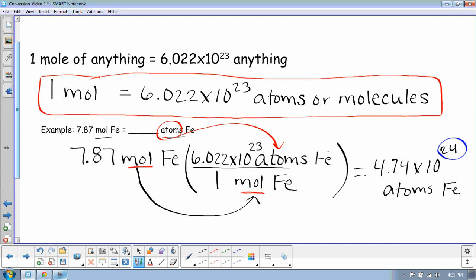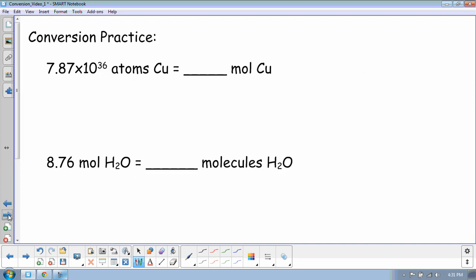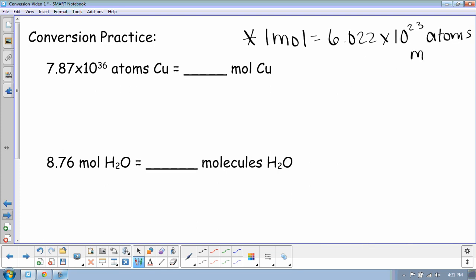So let's go ahead and try a couple more questions. So here's some practice. 7.87, as we so like this number, times 10 to the 36 atoms of Cu going to moles of Cu. Let me write this little reminder up here for you that 1 mole is equal to 6.022 times 10 to the 23 atoms or molecules.